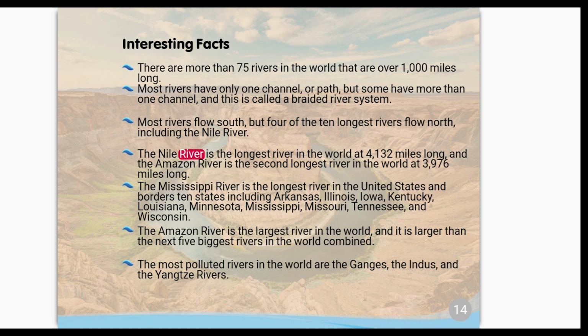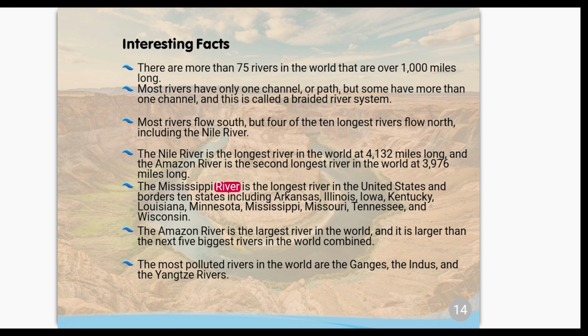The Nile River is the longest river in the world at 4,132 miles long, and the Amazon River is the second longest river in the world at 3,976 miles long.